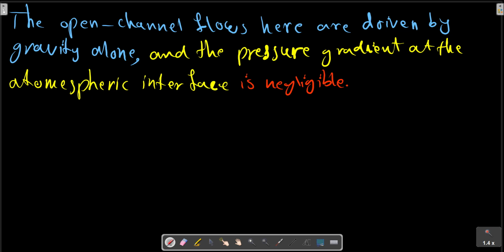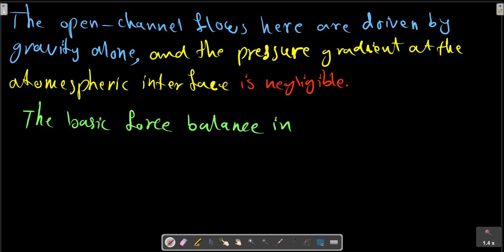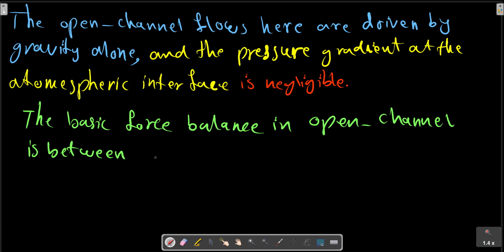The basic force balance in an open channel is between gravity and friction. In open channel, the balance is between gravity and friction.